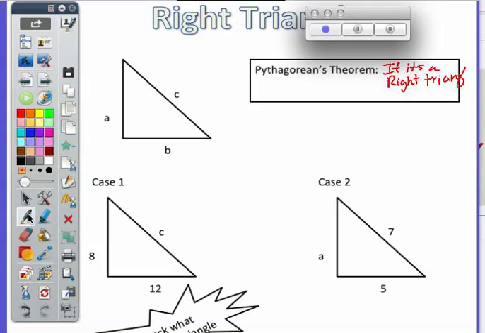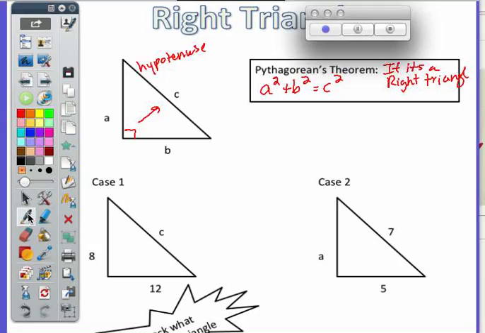Okay, so if and only if it's a right triangle, then I know this statement to be true: a squared plus b squared equals c squared. And this isn't a right triangle. C has to be the hypotenuse, which is always the longest side and the side across from the 90-degree angle. Okay, so a squared plus b squared equals c squared.